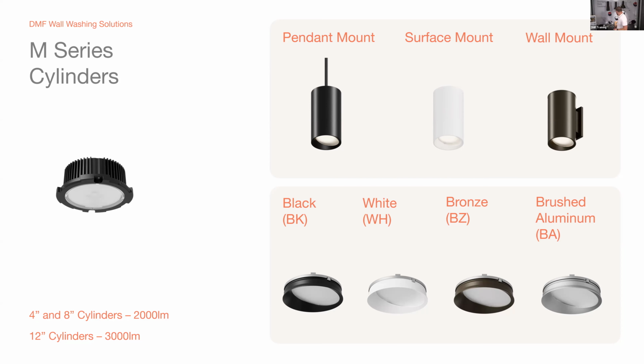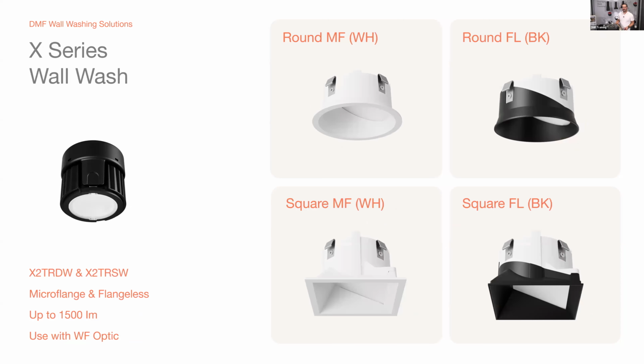The next family of downlights that features wall washing here at DMF is going to be our X series small aperture family of downlights. So the X series downlight trims are just approximately 3 inches across at the ceiling plane. So we again have our microflange and flangeless options for this family.